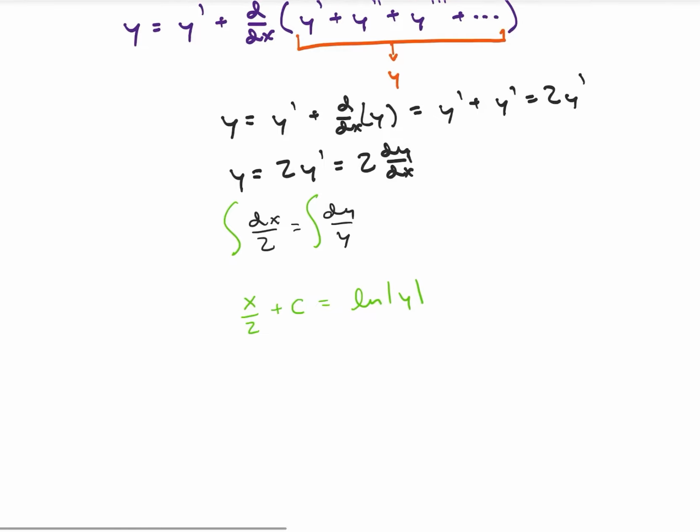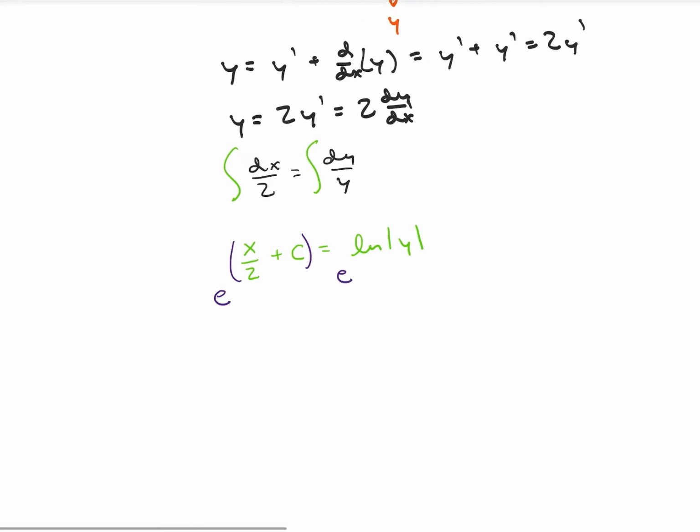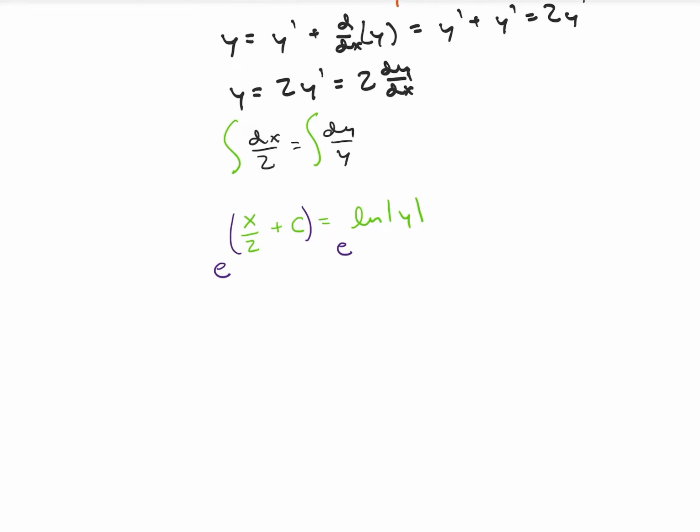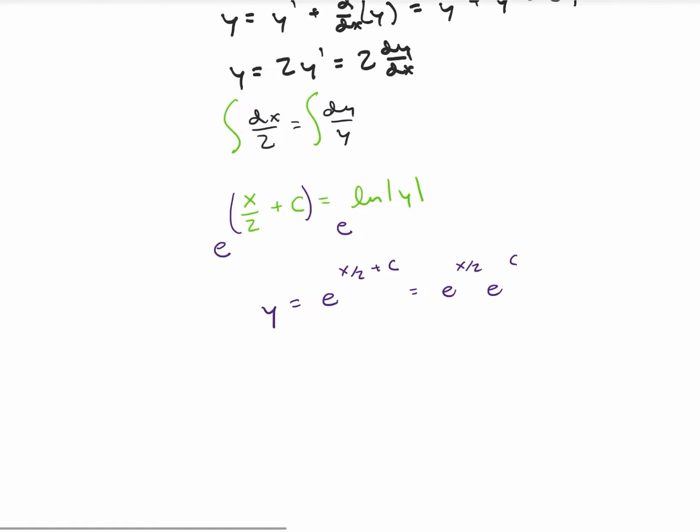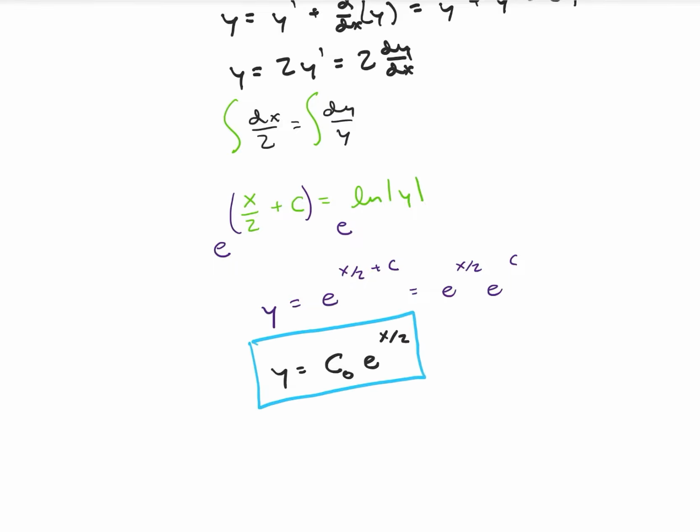Next thing we're going to do is we're going to raise e to both these sides, and that's going to give us, kind of rearranging a little bit, y is equal to e to the x over 2 plus c, which is obviously e to the x over 2 times e to the c. So I'm going to rewrite this in a final form as y is equal to some constant, I'll call it c0, times e to the x over 2. And that is actually going to be our nice little solution to our above expression.